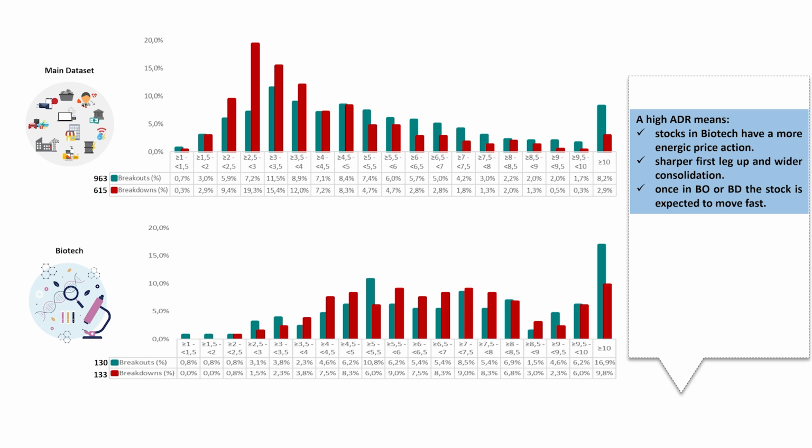The stocks in biotech have a more energetic price action. It's also maybe due to their market cap. They have also a sharp first leg up and wider consolidation. And once in breakout or in breakdown, the stock is expected to move fast. Something to think about, and an open question here: how does a high ADR impact your position size or stop loss percentage?